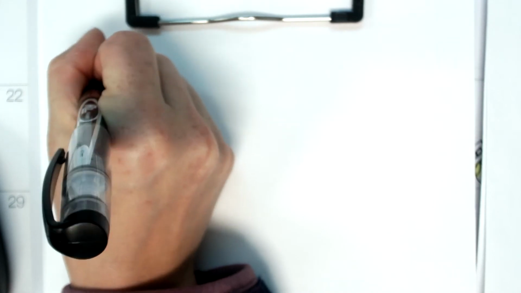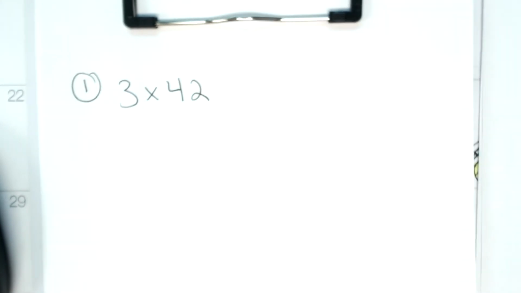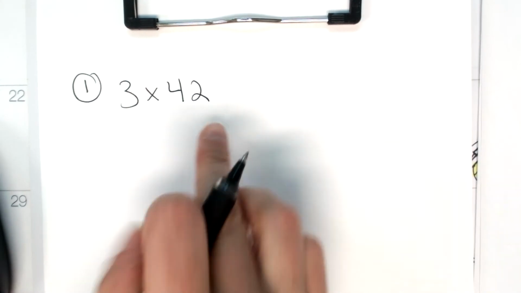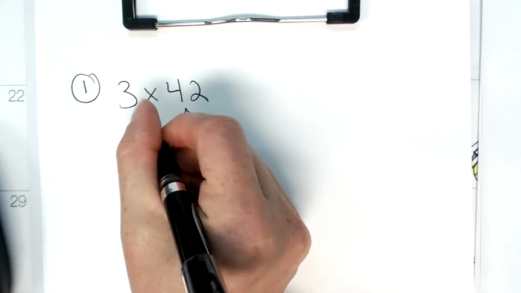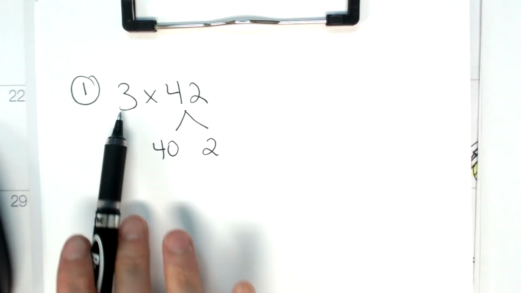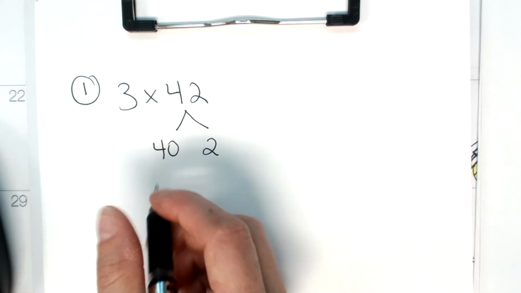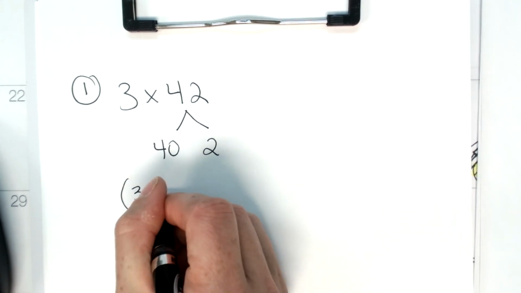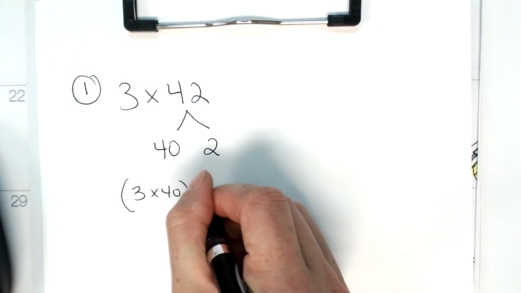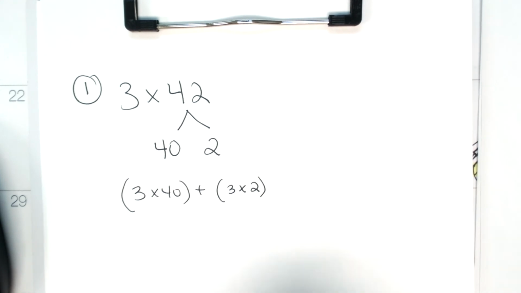Number 1. If I had 3 times 42, what I could do with 3 times 42 is I could break this 42 up. So I could break it up into 40 and 2. I still need to multiply 3 times 40 and 3 times 2. So essentially, we're going to be able to do this in our head. So our first problem would be 3 times 40 plus 3 times 2.